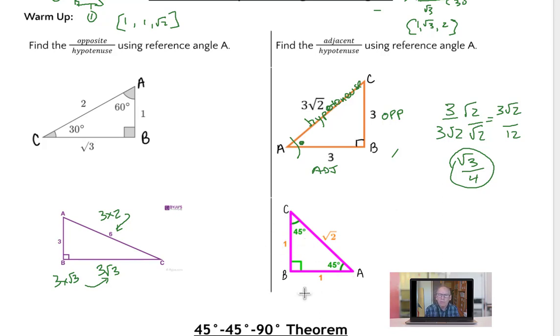Over here we have a 45, 45, 90. Same deal. We want to use angle A as our reference angle. The adjacent side is going to be the side we can touch. The hypotenuse is the side opposite the right angle. So adjacent over hypotenuse, we have 1 over square root of 2. We have to rationalize the denominator on that one by getting rid of the radical in the denominator. So we end up with radical 2 over radical 4, which simplifies to 2. So that is root 2 over 2 in simplest radical form.